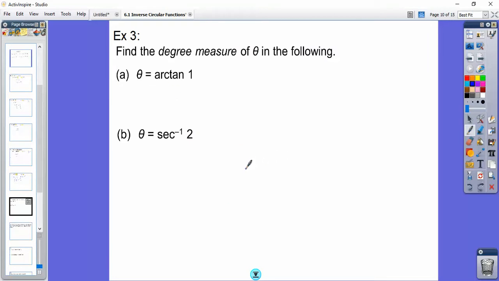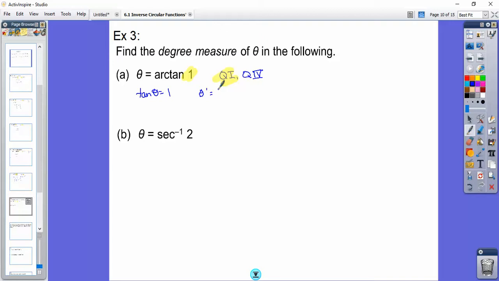Alright, find the degree measure of theta for the following. Theta equals arctan of 1. So arctan, I can either have an answer in quadrant 1 or quadrant 4. 1 is positive, so my positive angle is quadrant 1. This means that tangent of theta equals 1. All we're doing in these inverse problems is giving the angle. I've told you the value of the trig function essentially. You're finding the angle that makes that happen.